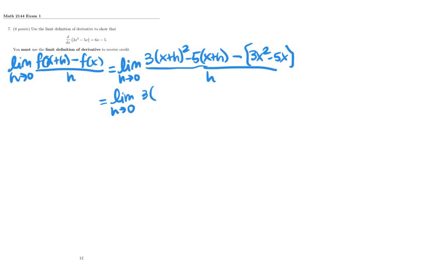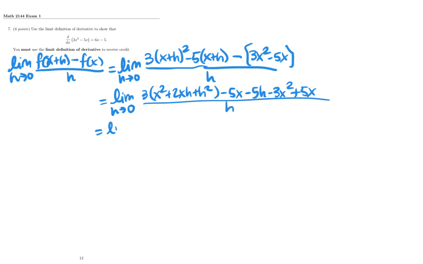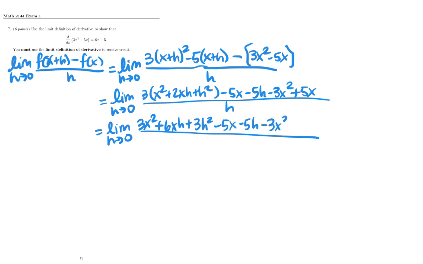So that's going to be 3 times, when I square that, x plus h times x plus h, I multiply that all out, I'll get x squared plus 2xh plus h squared minus 5x minus 5h. And then I'm going to distribute this minus sign, minus 3x squared plus 5x all over h. Continue to write the limit until we take the limit. We haven't taken the limit yet. Now I'm going to distribute that 3 in there. 3x squared plus 6xh plus 3h squared minus 5x minus 5h minus 3x squared plus 5x all over h.